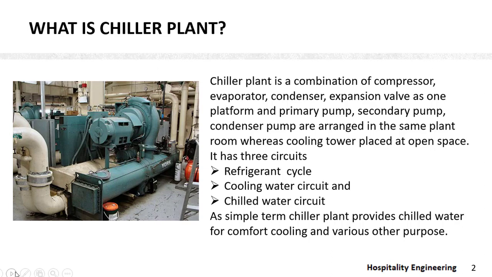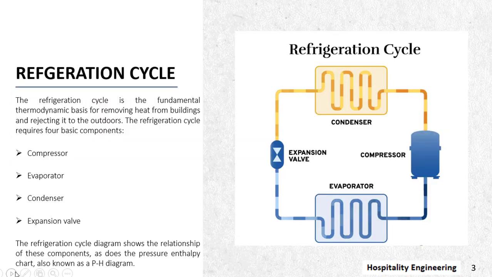Now, what are the cycles available in the chilled water plant? There are three important cycles available in the chilled water plant. The first cycle is the refrigerant cycle. The second cycle is the cooling water circuit, and the third one is the chilled water circuit. We will see each cycle one by one.